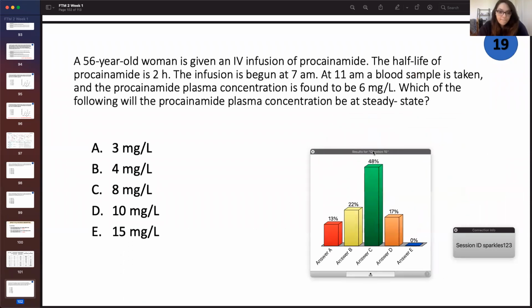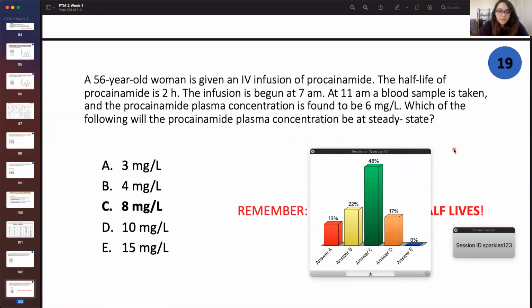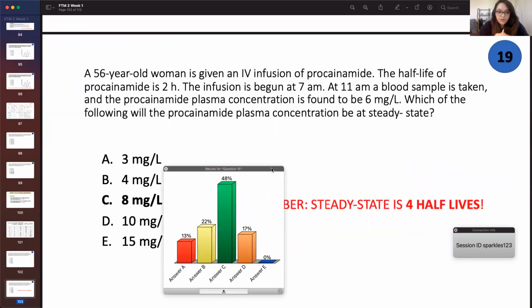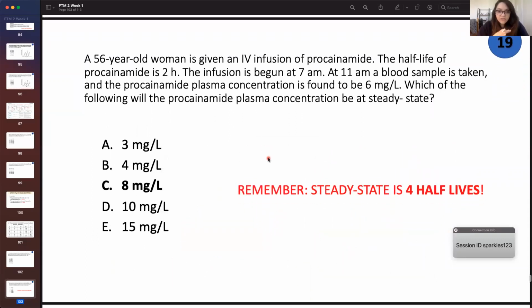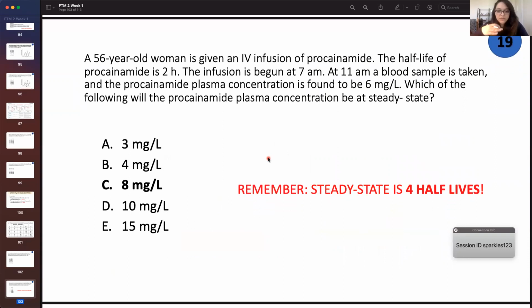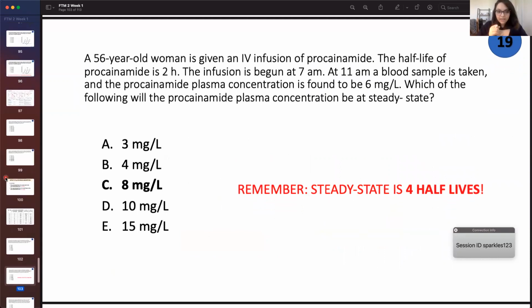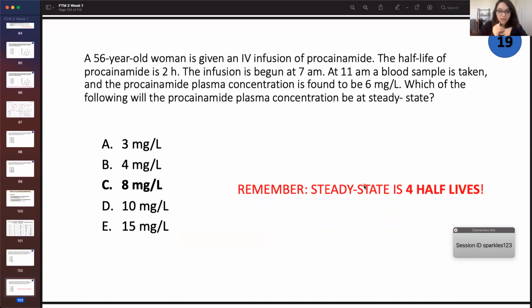Okay, so we are super split on this one. So when it comes to the half-life, you want to remember that 4 half-lives is going to give you your steady state. So once you get to the 4 half-lives, then you're going to assume this person is at steady state, and that is a concept that you really do need to understand. For this one, we're told that the half-life is 2 hours.